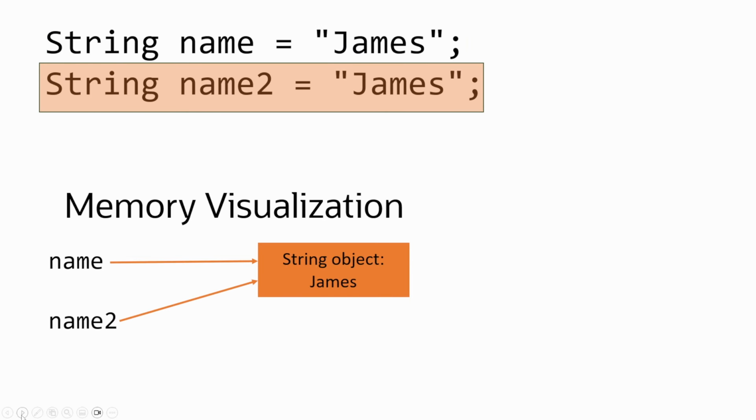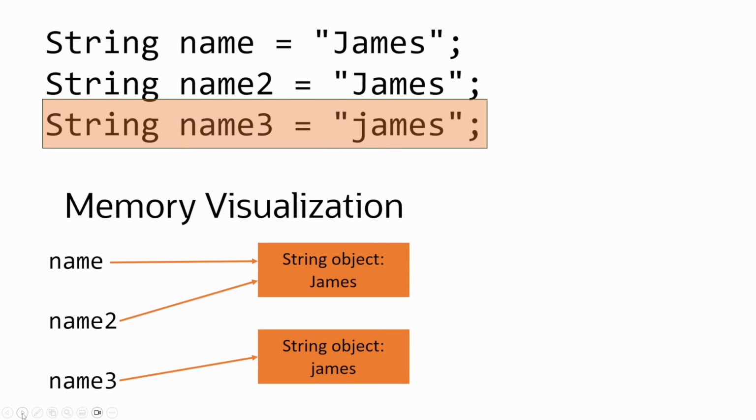When I create String name2 and I set it equal to "James", with strings, the compiler is not going to create a new object here. It's just going to say that name2 is referencing the same object as name, and the arrow from name2 is going to be drawn to the same object.